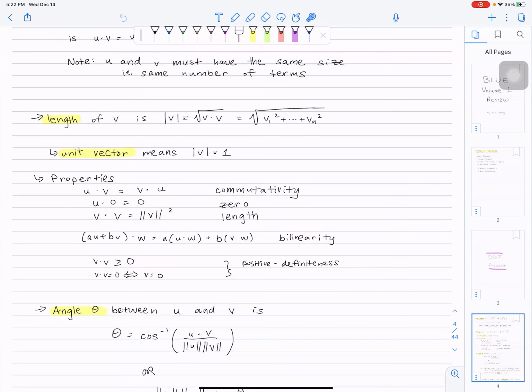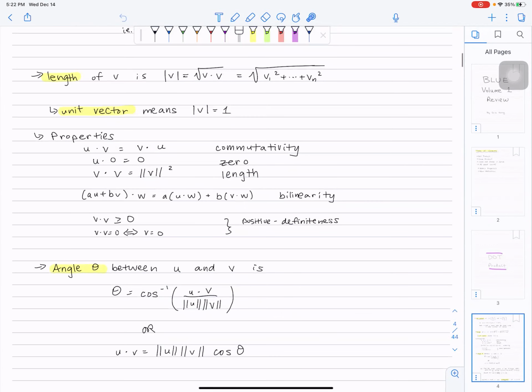Dot product properties, we have commutativity, which means it doesn't matter what order you dot product things in. If you dot product with 0, you get 0. Here we see that the length squared is going to be the dot product. You can also find the angle between two vectors. The angle between two vectors is arc cosine of u dot v at the top, and then you divide by the lengths.